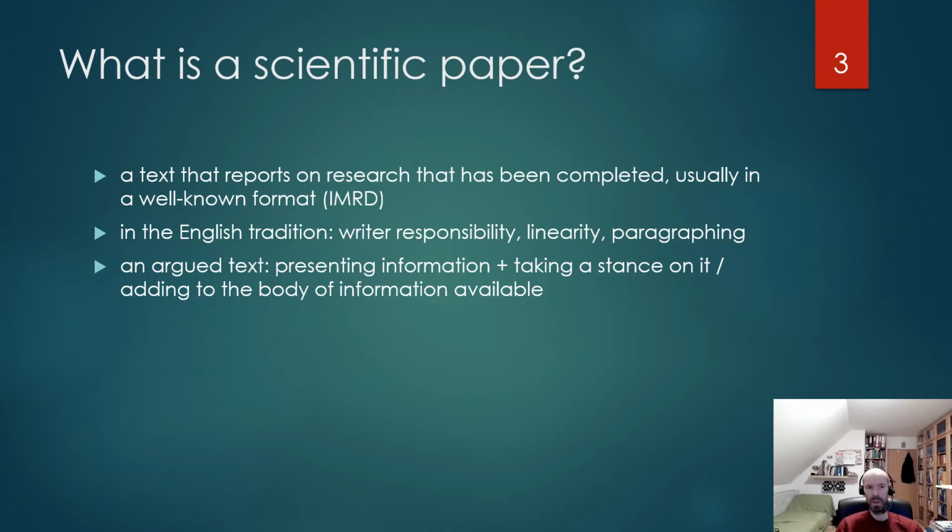So we can already see that a scientific paper is also an argued text. It doesn't just present information, it also takes a stance on it. It expresses a particular view on the information given, especially, of course, in the discussion section. And it tries to add to the body of scientific information that's currently available. So it tries to improve on what's already there.